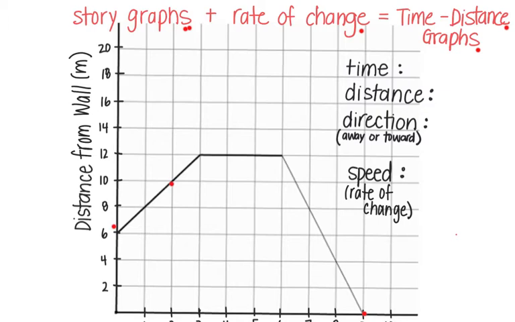What we're going to do today is add in the idea of rate of change so that we can be more specific about the functioning of this graph. And the details we can talk about are going to be time, distance, direction for each one of the line segments, and the speed. In terms of direction, we already know from our previous work that it's going to be talking about whether we're moving away from the wall or towards the wall. And speed now, we can deal with our rate of change to come out with what the speed would be.